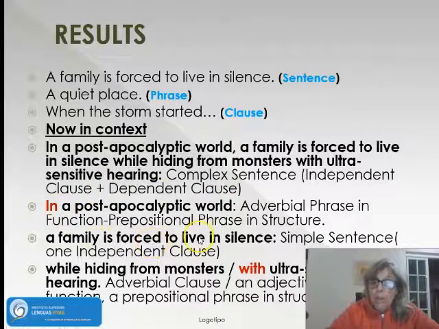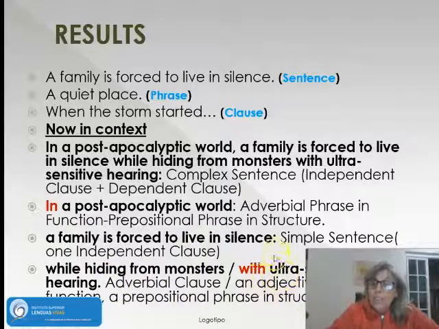A family is forced to live in silence is a simple sentence. One independent clause. It can stand alone because it gives a complete thought. While hiding from monsters with ultra-sensitive hearing, that is a subordinate clause, a dependent clause, and it is an adverbial clause, an adverbial clause of time.